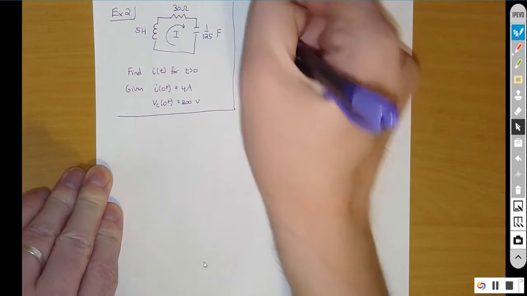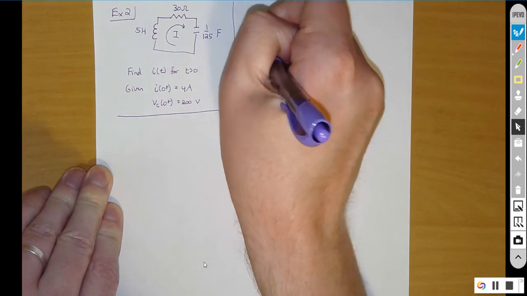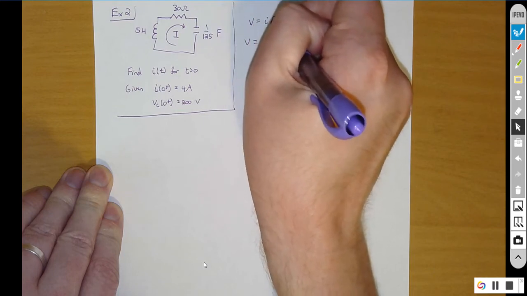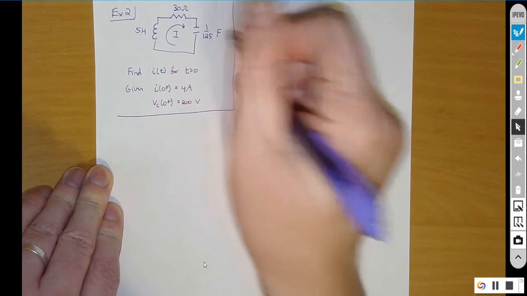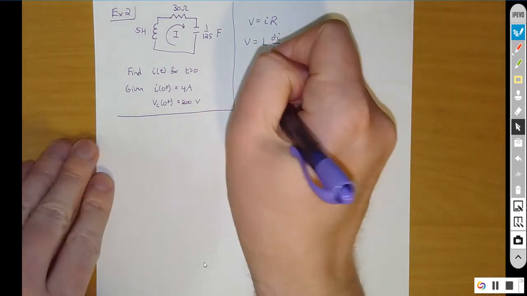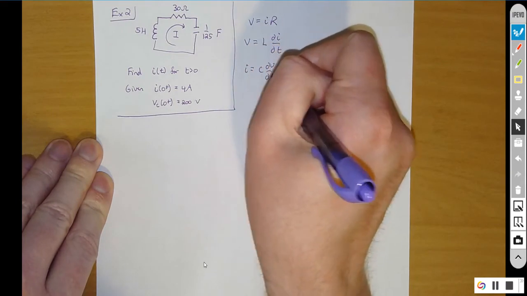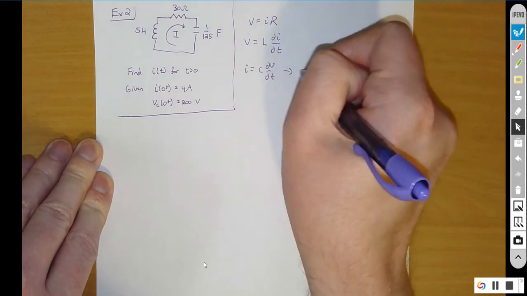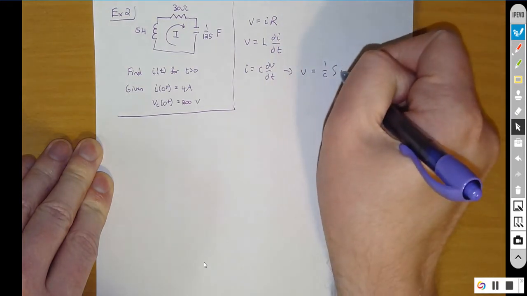So we'll start with the easy one. We have V equals iR. For an inductor, it's V equals L di/dt. Again, if you don't have these, put them on your equation sheet. And then for the capacitor, I'm going to have to use the integral form. If you don't remember what it is, then you can write out i equals C dV/dt, and then invert it. And you'll get V equal to 1/C integral of i dt.